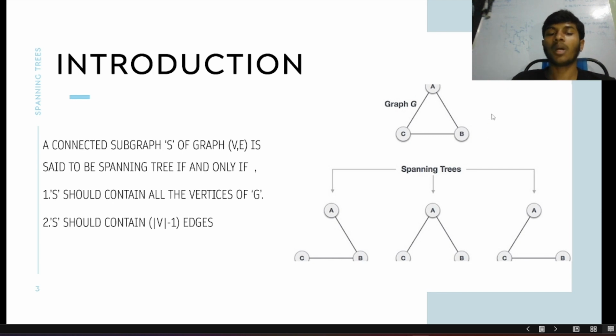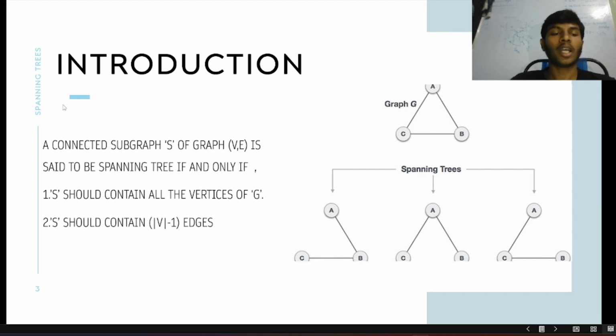And one more important thing is that it should be connected. For better understanding, let's see about the terms. What is a connected graph? You can see there are terms like subgraph, graph, and spanning tree. To understand spanning tree clearly, you should have a basic understanding of these terms.